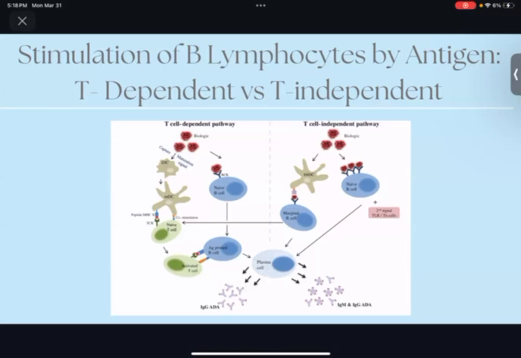It produces high-affinity, isotype-switched antibodies, which include IgG, IgA, and IgE, whereas T-independent activation is a faster, short-lived response. B1 cells and marginal zone B cells recognize polysaccharide antigens. There is no T cell involvement; it relies on innate immune signals and produces mainly IgM, low-affinity, short-lived plasma cells.